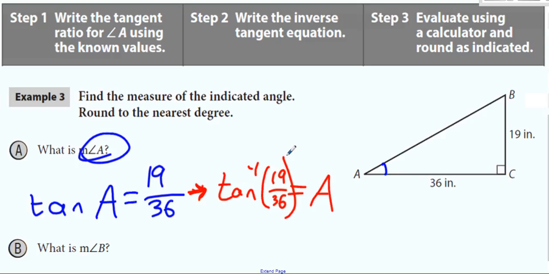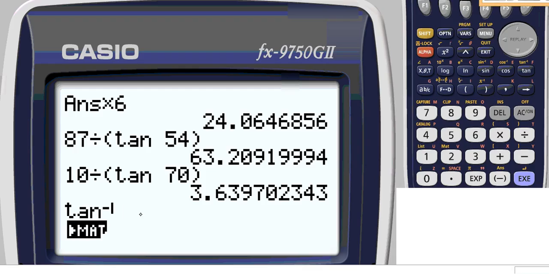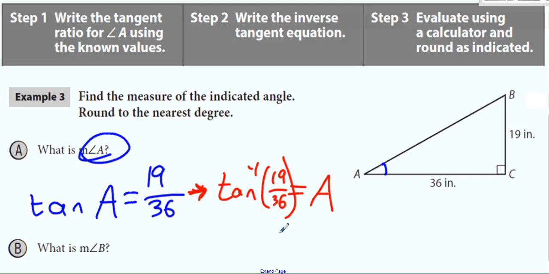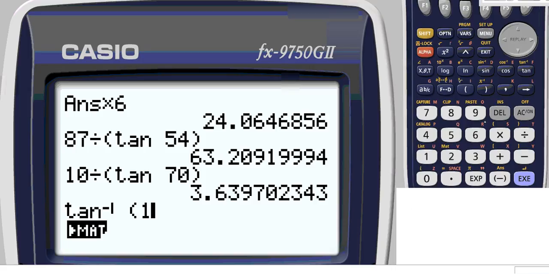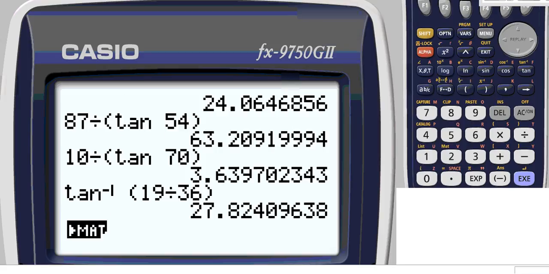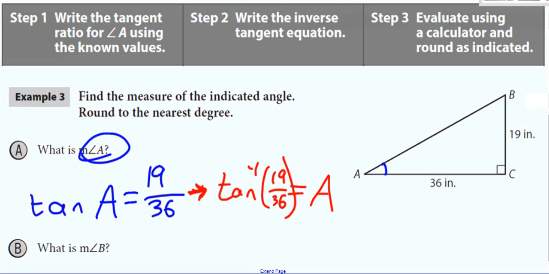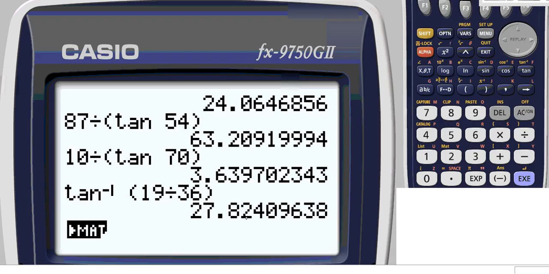So you do inverse tangent, parentheses, our sides were 19 over 36. 19 divided by 36. Close your parentheses. 27.824. Round to the nearest degree. So 27.824 is going to round up to 28 degrees.